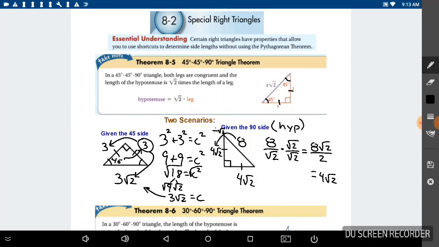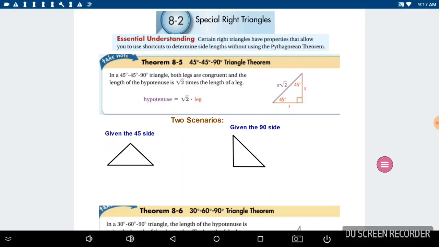This seems like a lot. You say this is a shortcut, but once you get the hang of it, you'll notice that, especially if it's an even number, you can just divide that number by 2 and then stick it in front of the square root of 2. And then, whoop, there it is. So those are the first 2 shortcuts.